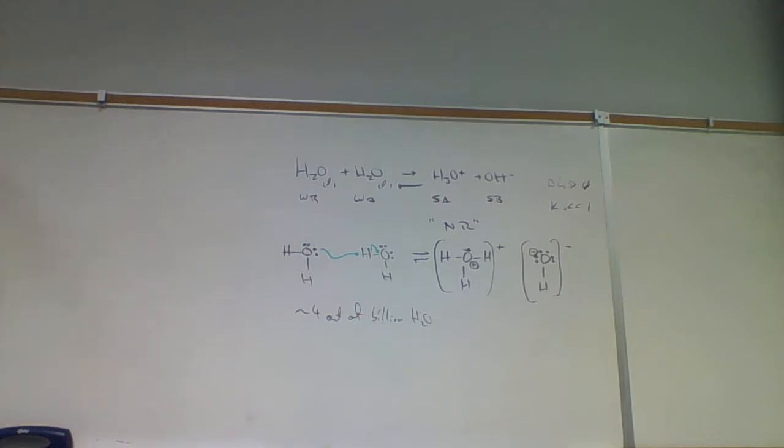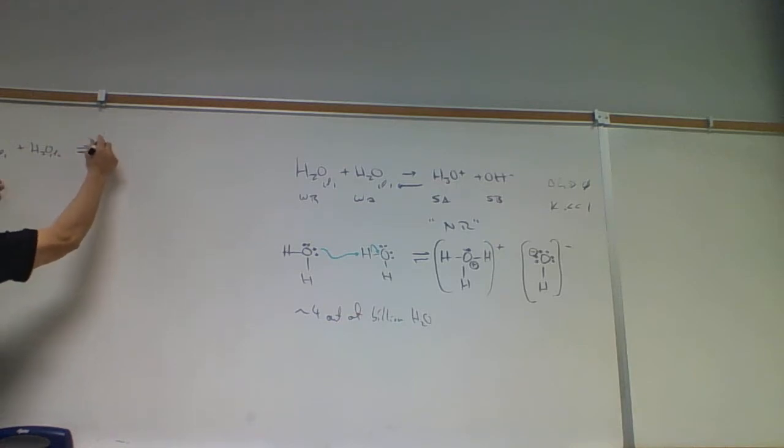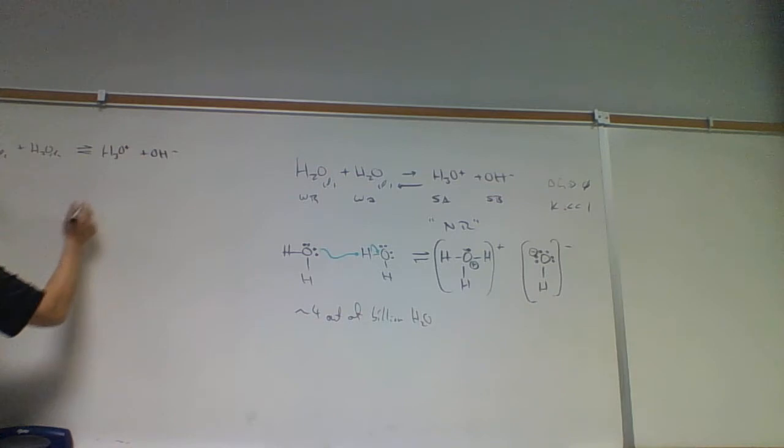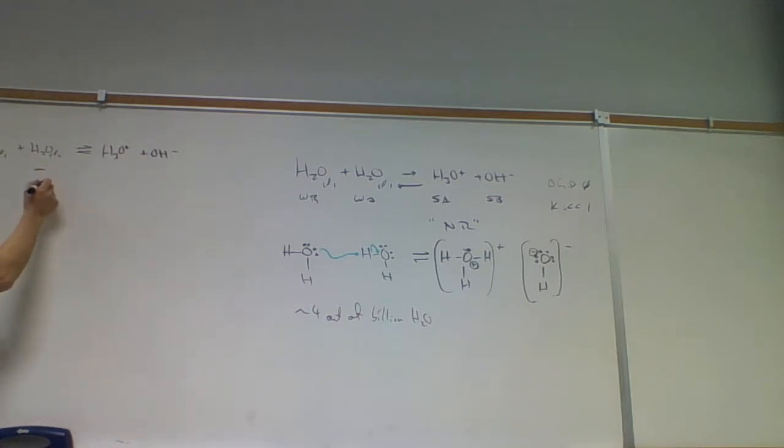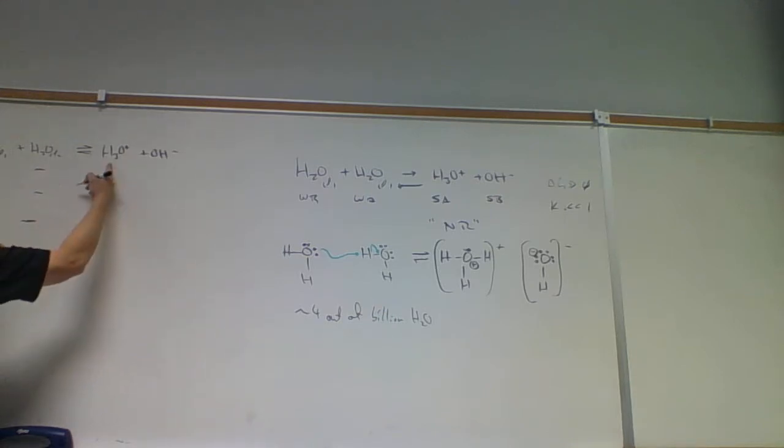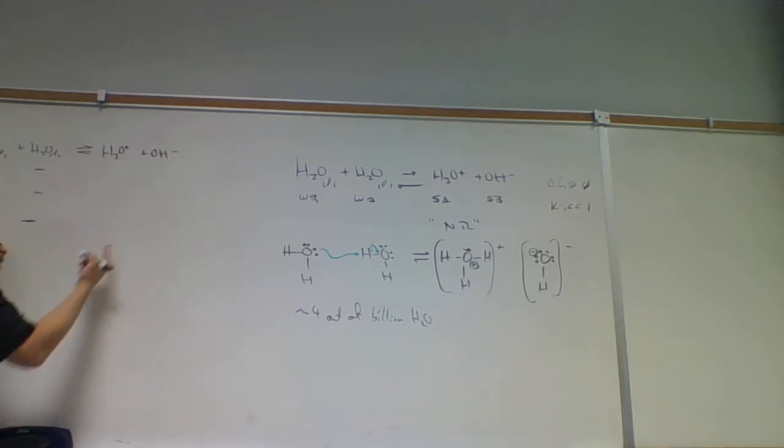Now, if I were to set up the ICE table here, I have H2O liquid plus H2O liquid. Let's look at this more quantitatively. This is going to form hydronium and hydroxide. And these are liquids, so we'll ignore them in the ICE chart. The concentrations don't change, activities don't change. But the hydronium does change, and the hydroxide does change.